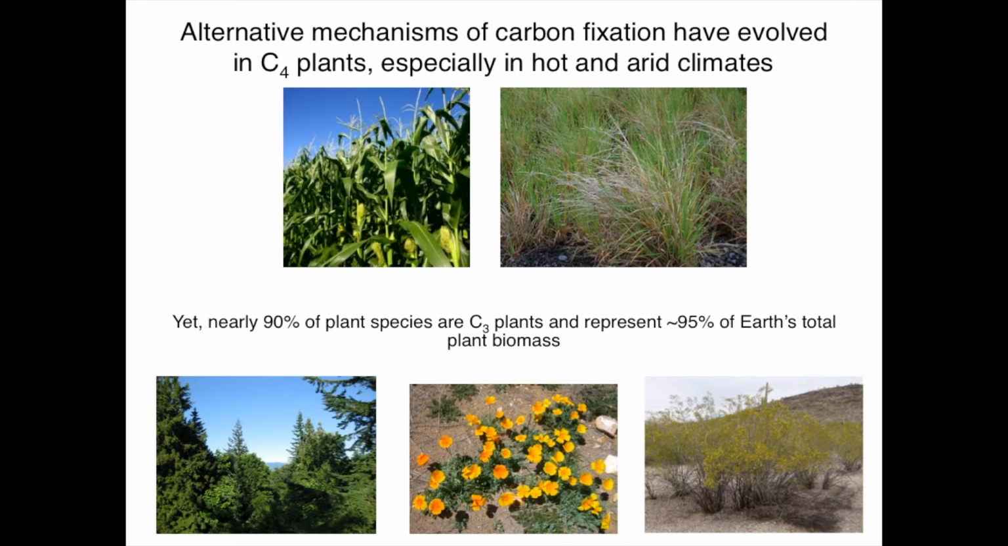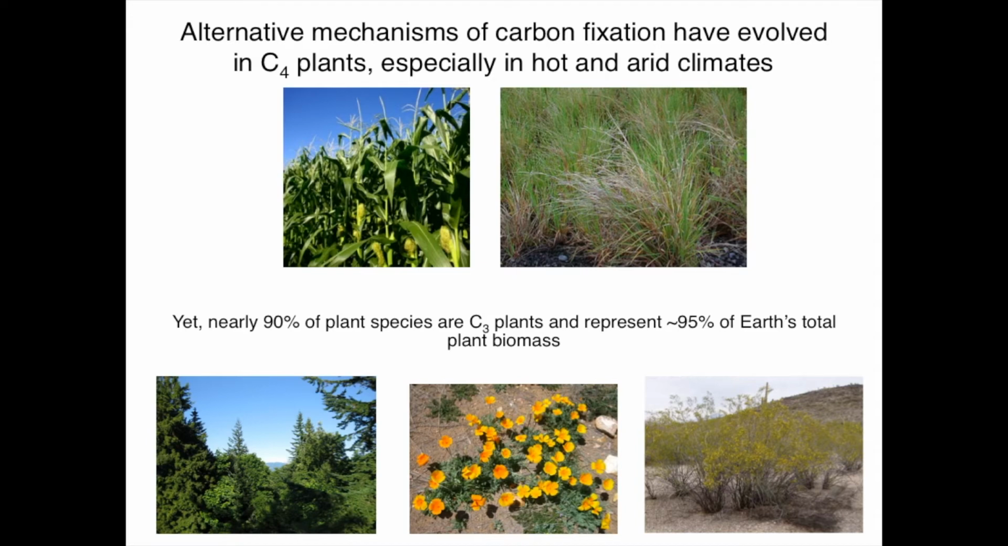Now, I guess the problem is that nearly 90% of the plant species that we see are C3 plants, and that represents a huge portion of the Earth's total plant biomass. So we may see this really great mechanism of dealing with photorespiration in C4 plants, but we're only going to find that in this particular group, and as well as only in particular areas of the world.